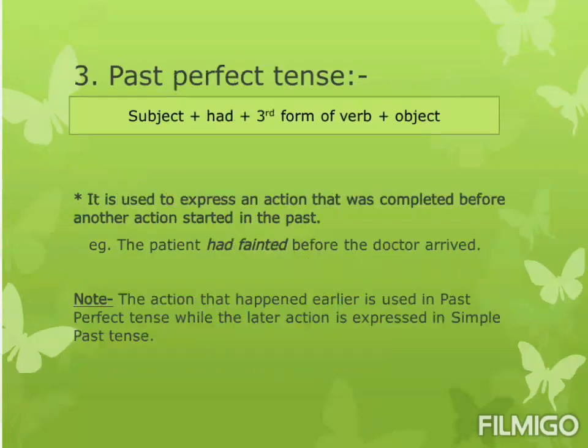Past perfect tense. It is used to express an action that was completed before another action started in the past. The patient had fainted before the doctor arrived. Here again two actions are mentioned. The patient had fainted, the doctor arrived. We should remember that the previous action should be used in past perfect form, while the later action will be mentioned in simple past.